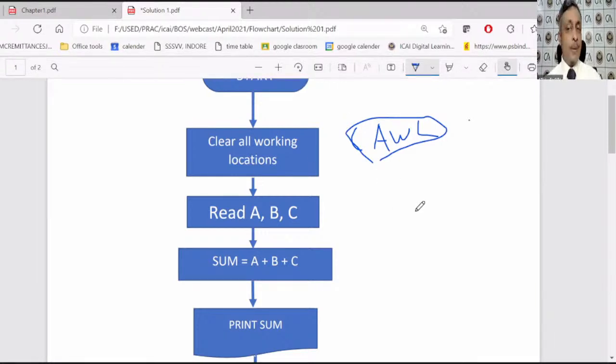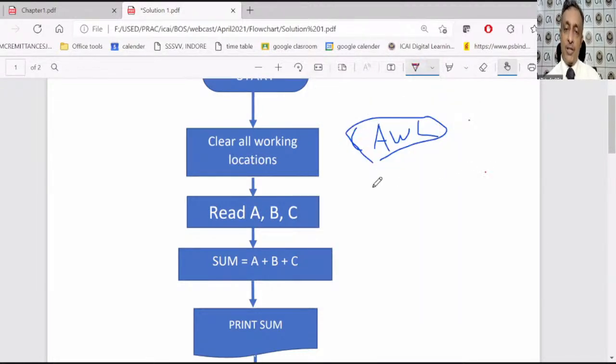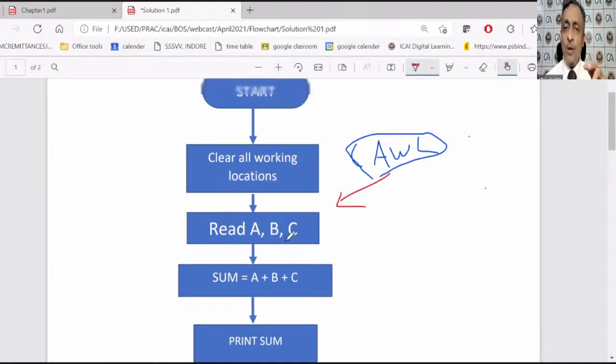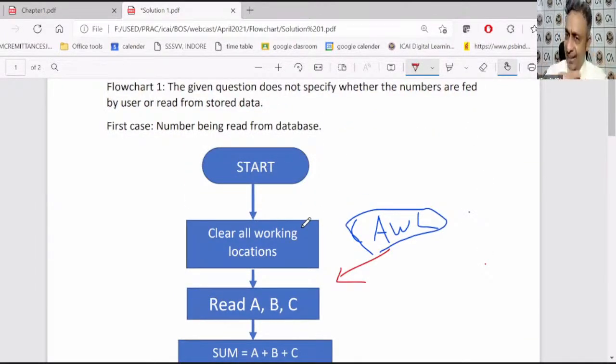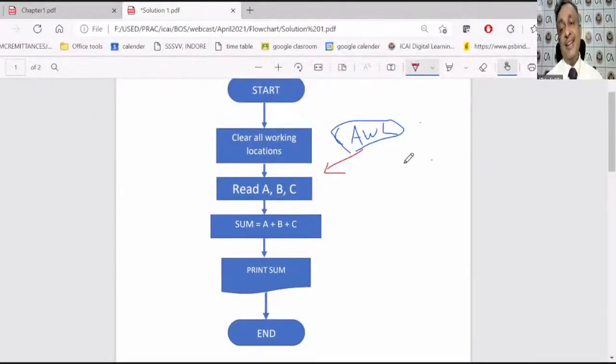A flowchart has memory registers. If you don't clear the working locations, there is a chance that the variable you are reading may have a prior value. We want to avoid that situation, so you need to clear all working locations, then read. The exercise is adding 3 numbers. Start, then clear all working locations, which is a mandatory command. If you don't give this command, you lose marks.